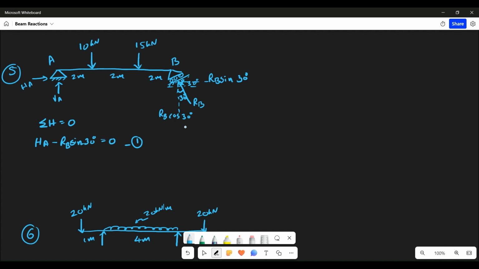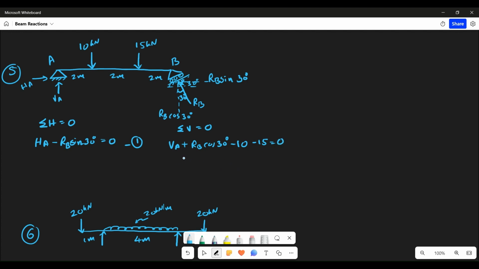Second equation will be sigma V is equal to 0. Now, what are the vertical forces? This is VA going upwards, RB cos 30 going upwards. So let us write them as positive: VA plus RB cos 30 degree. Next two forces are these 10 and 15. They are coming downwards. So let's put them as negative, is equal to 0.